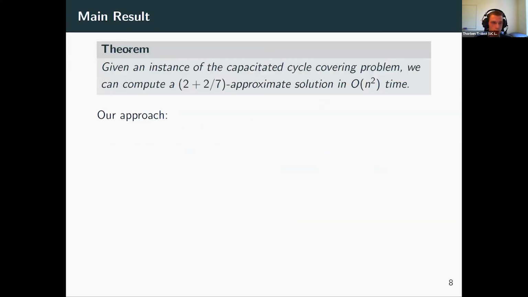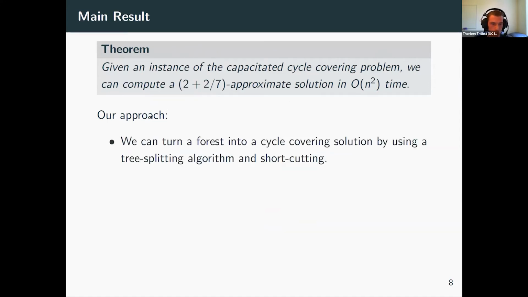Now, the theorem, which I mainly want to present today, is our main result, which is that given an instance of this capacitated cycle covering problem, we can compute a 2 + 2/7 approximate solution. That's about 2.28 in essentially linear time, if you consider the length matrix as the input. And our approach has 4 steps that I want to briefly sketch out.